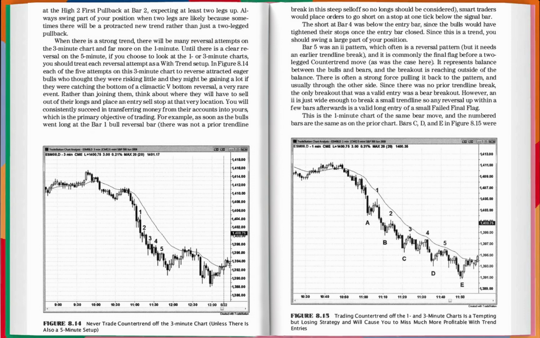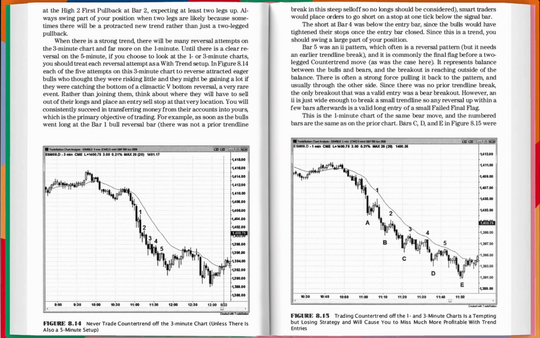For example, as soon as the bulls went long at the bar 1 bull reversal bar, there was not a prior trendline break in the steep sell-off, so no longs should be considered. Smart traders would place orders to go short on a stop at 1 tick below the signal bar. Short at bar 4 was below the entry bar, since the bulls would have tightened their stops once the entry bar closed. Since this is a trend, you should swing a large part of your position.